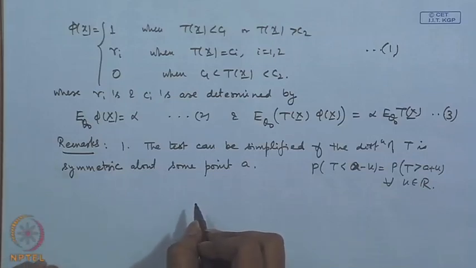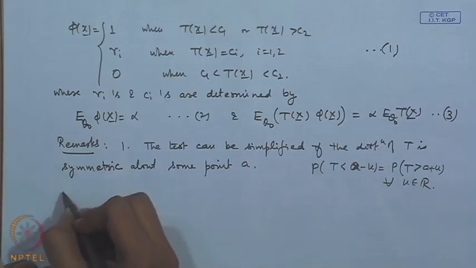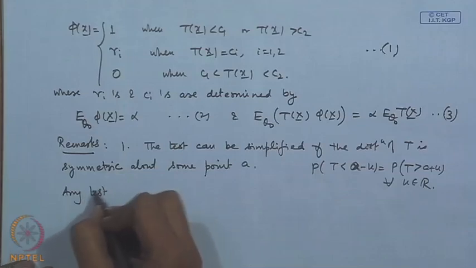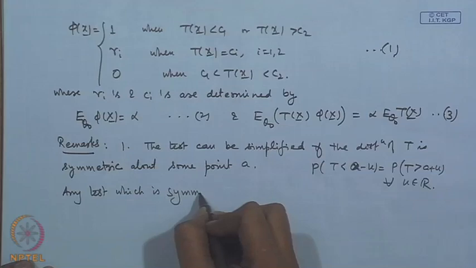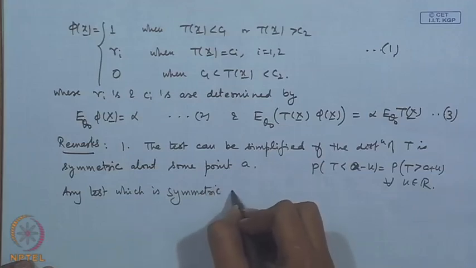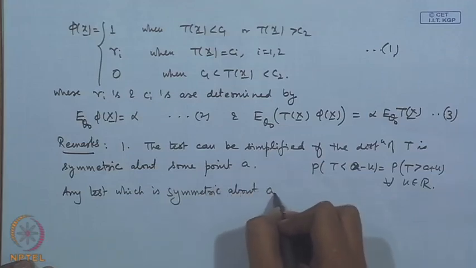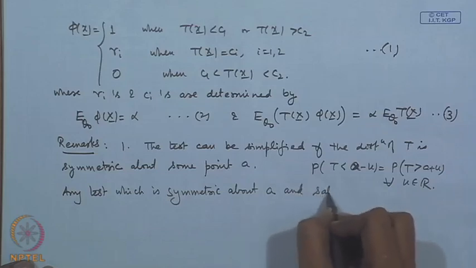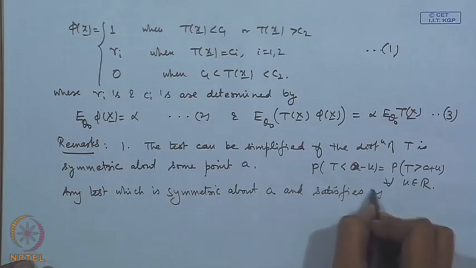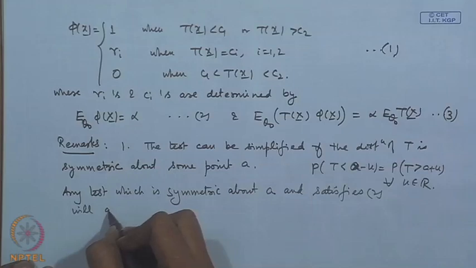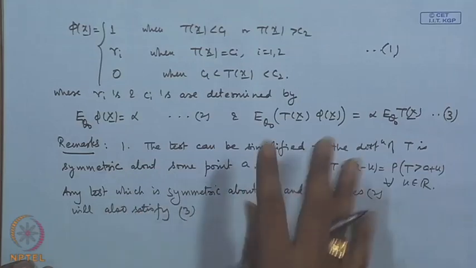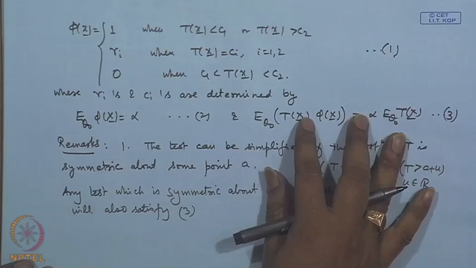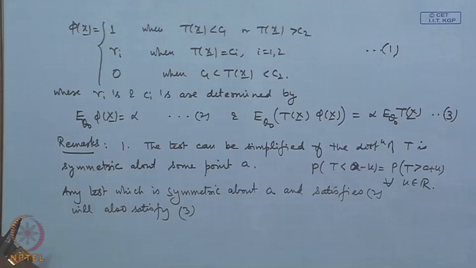So, any test which is symmetric about A and satisfies 2 will also satisfy 3. Automatically this condition will be satisfied and therefore, we do not have to consider two conditions in these cases.